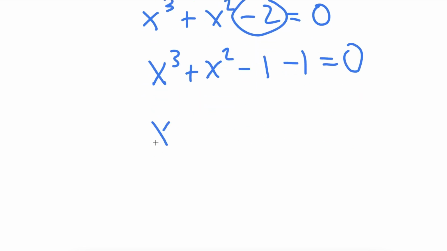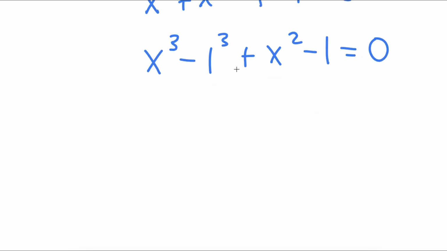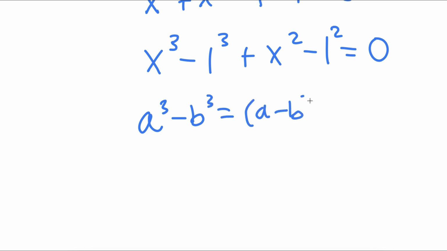And now I'm going to rewrite this as x to the power of 3 minus 1 to the power of 3, because 1 is the same thing as 1 to the power of 3, plus x squared minus 1 is equal to 0. And 1 is the same thing as 1 squared. And now if I have something in the form a to the power of 3 minus b to the power of 3, this is equal to (a minus b) times (a squared plus ab plus b squared).